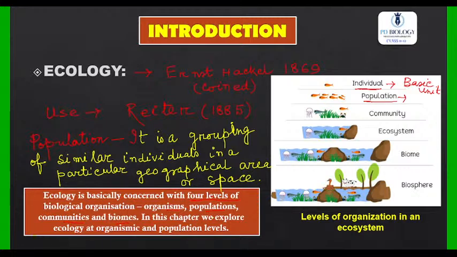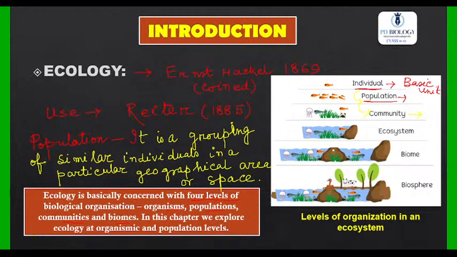So next one is the community. It is the assemblage of populations of different species. So individuals form the population, and populations form the community. In a community, plants, animals, bacteria and fungi which are living in a particular area and interact with one another are called a community.